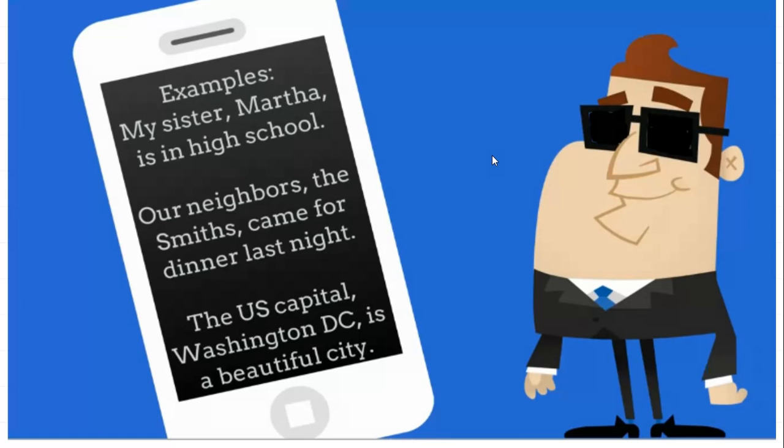Our neighbors, the Smiths, came for dinner last night. So the Smiths is an appositive. The US capital, Washington DC, is a beautiful city. So we can also say Washington DC is a beautiful city, and we can omit the appositive, which is the US capital.